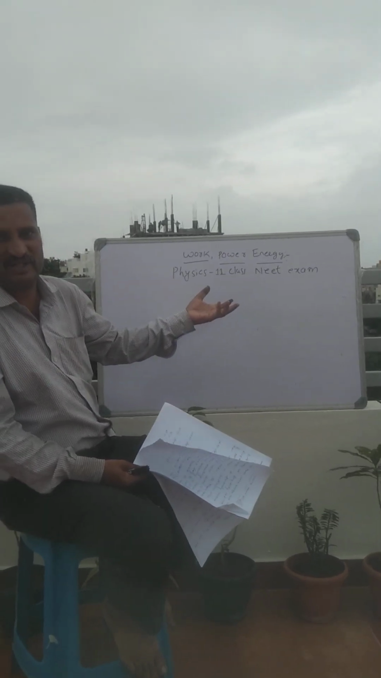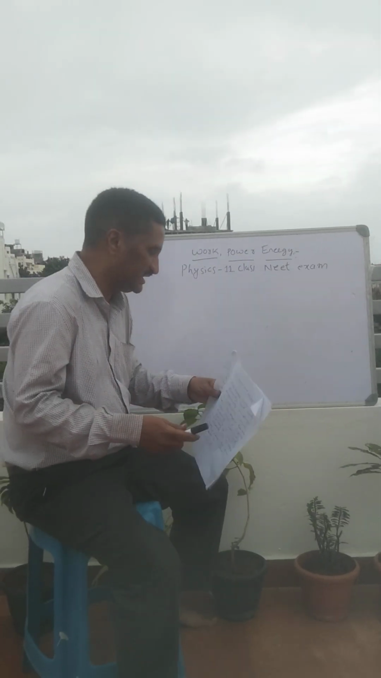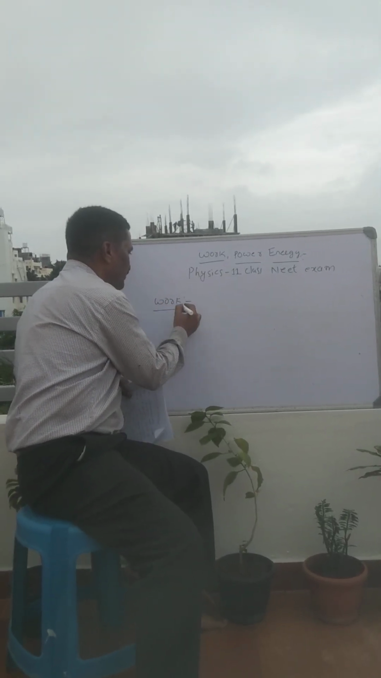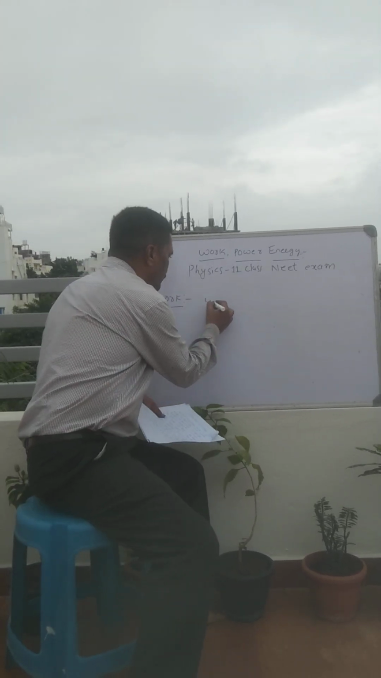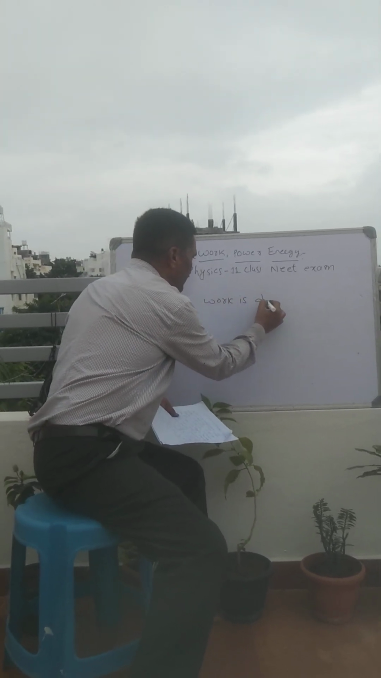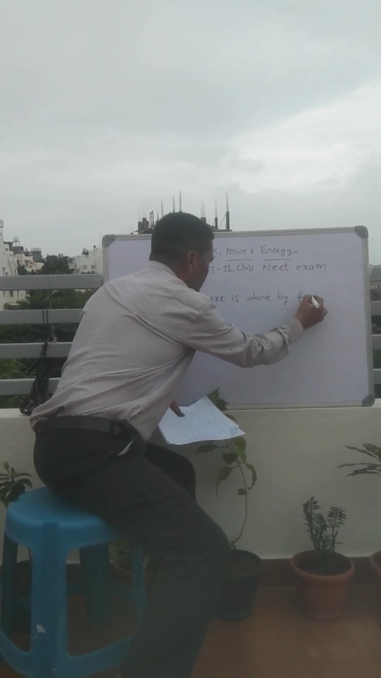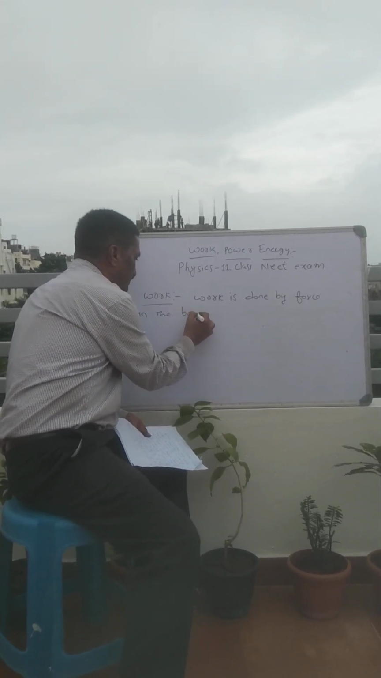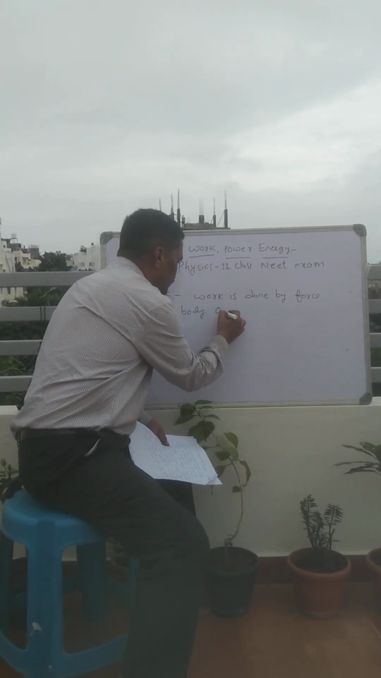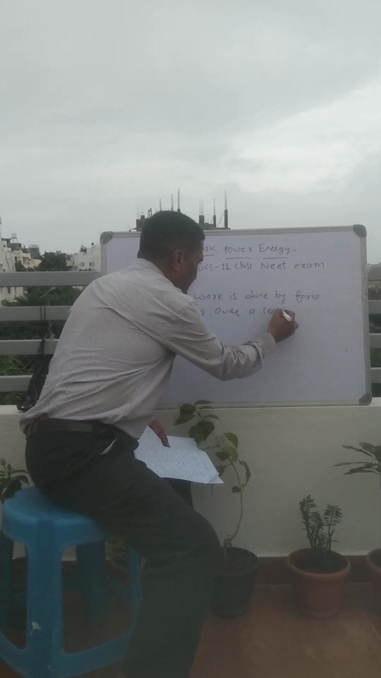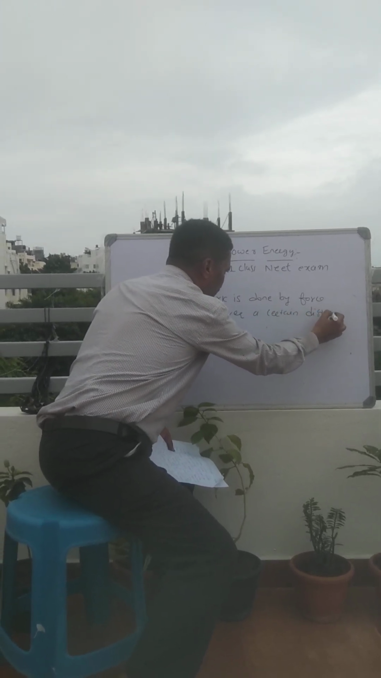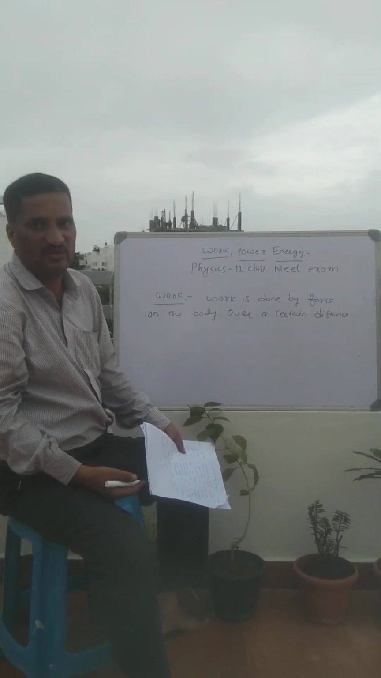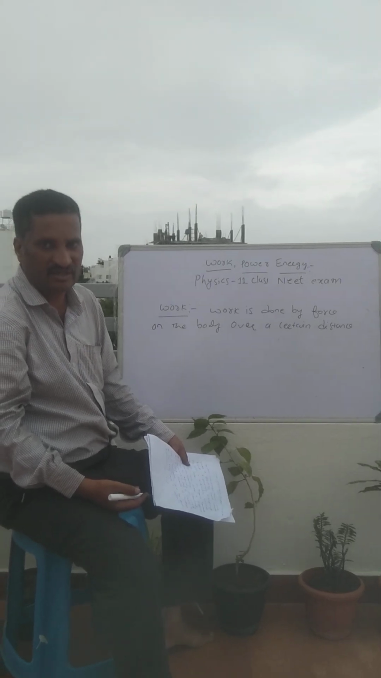Now if we take the basic definition of work, how do you define work? We'll define the work. What is work? Work is done by a force, work is done by force on the body over a certain distance. This is how you define the work. It means if you want to do any work on the object, that object should move a certain distance. Then only you can say the work is done by the object, or you can say the person.